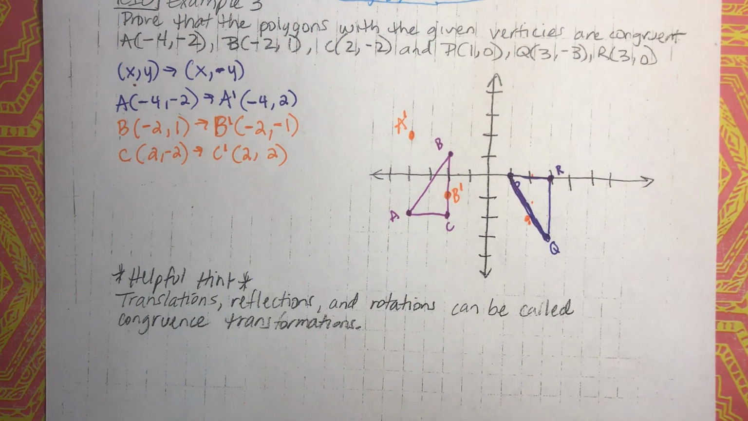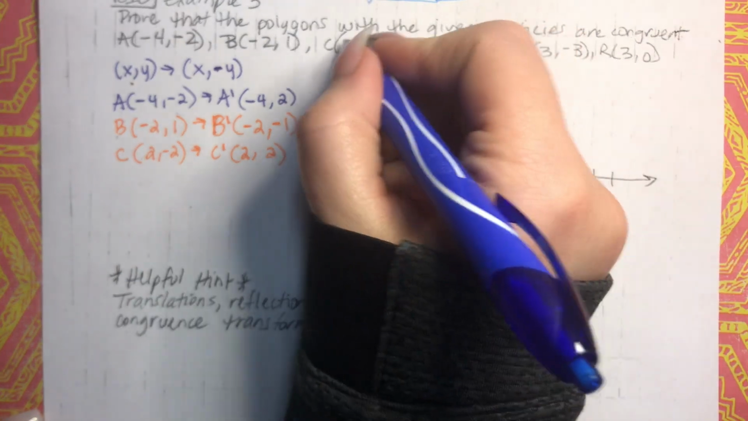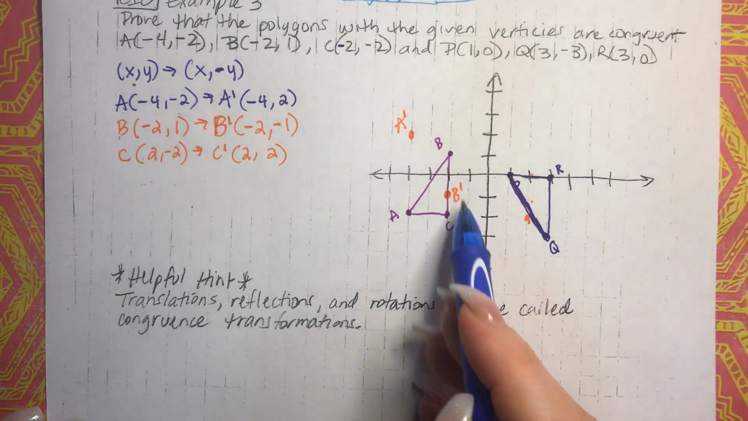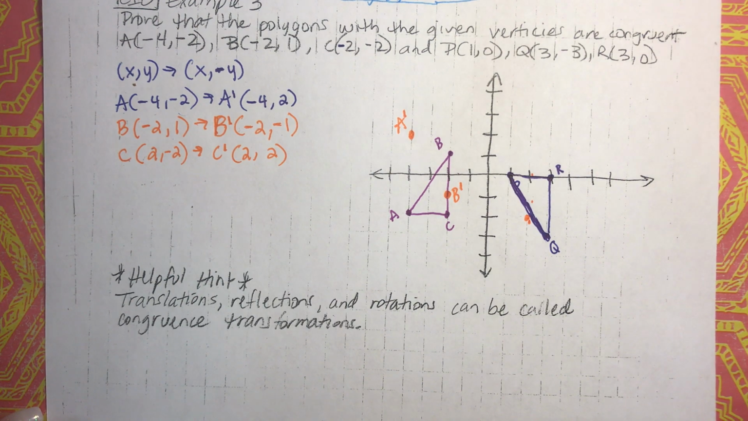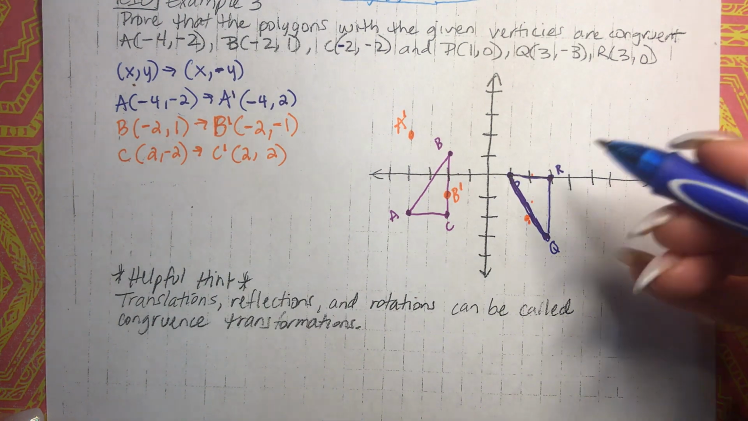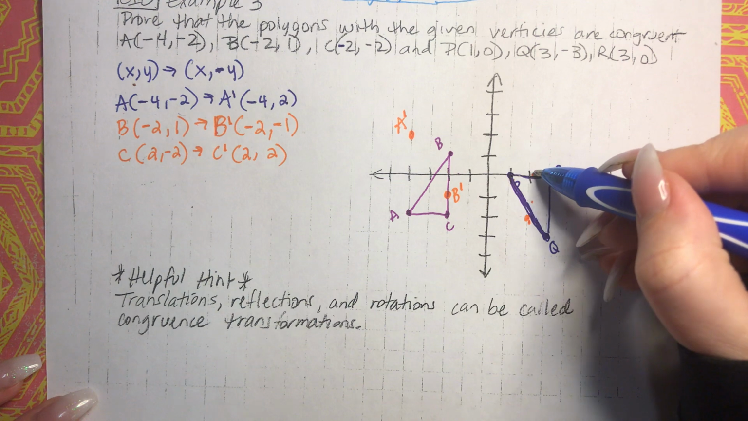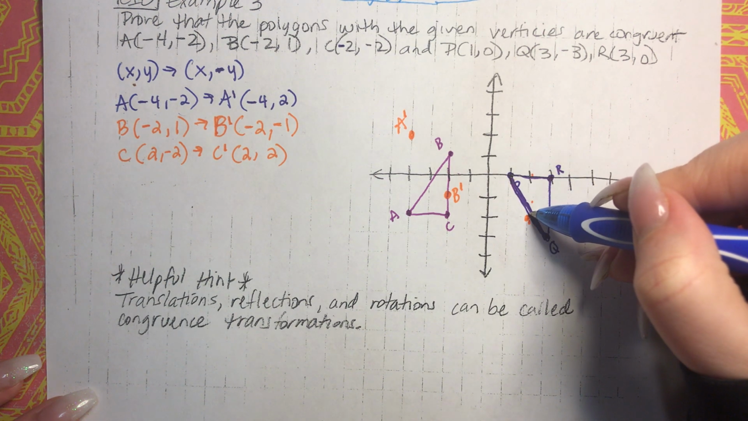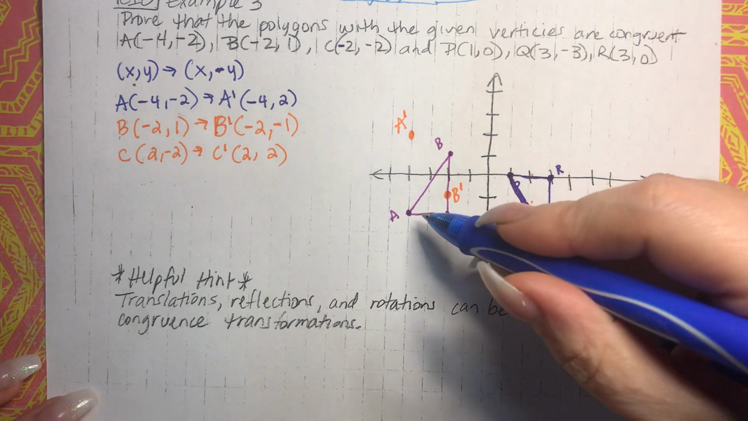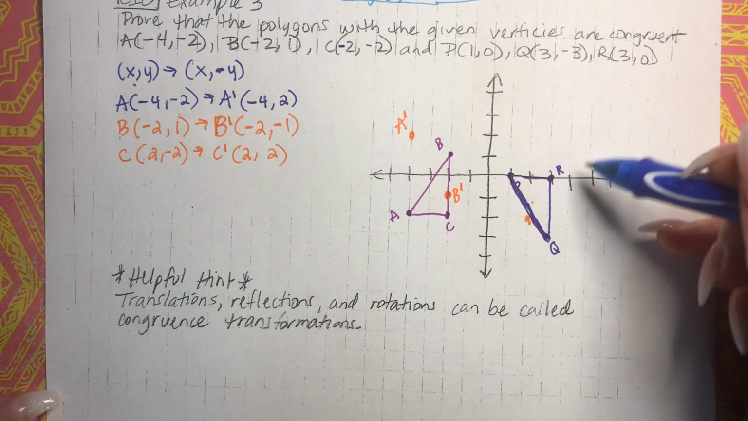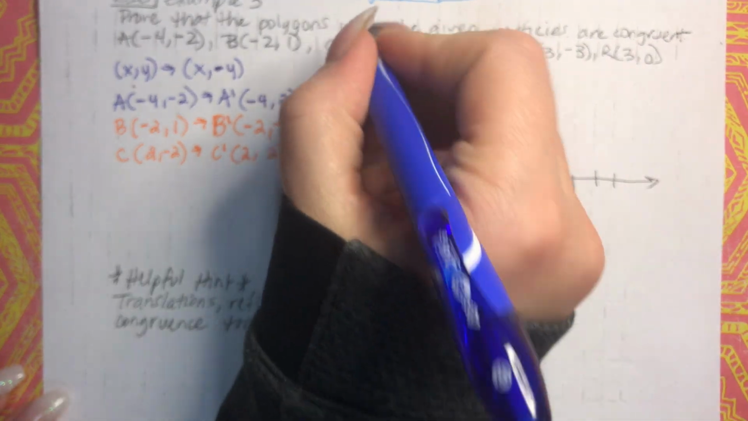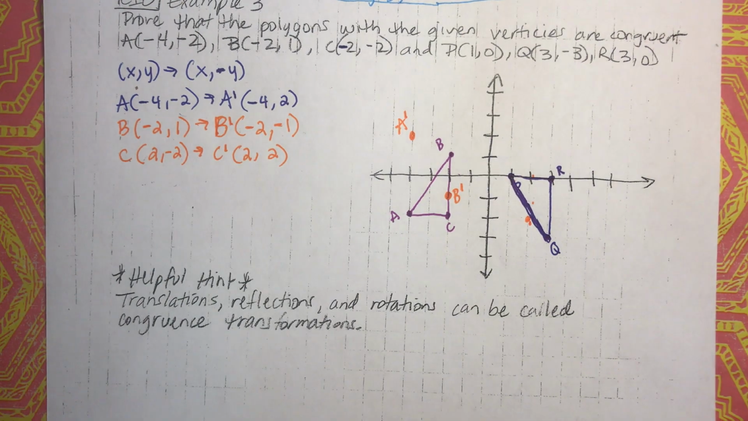Okay, so I don't know why this is supposed to be -2, -2 for C. It's not supposed to be 2, -2, -2. No, that wouldn't even give you a congruent figure. Yeah, so that's a typo. There's supposed to be a negative right here. So go ahead and put that in your notes.